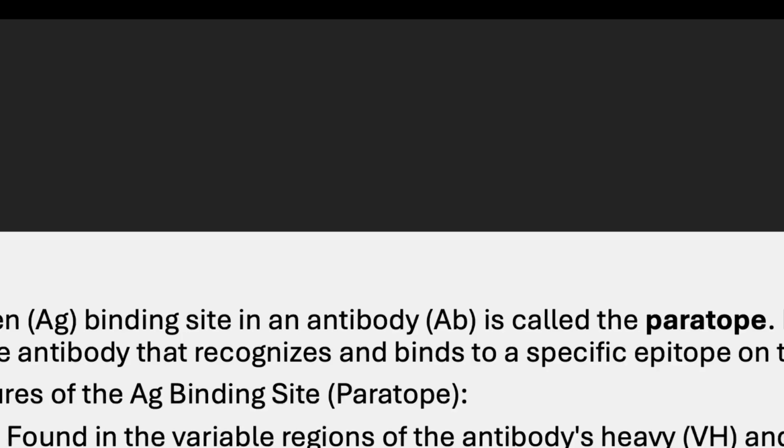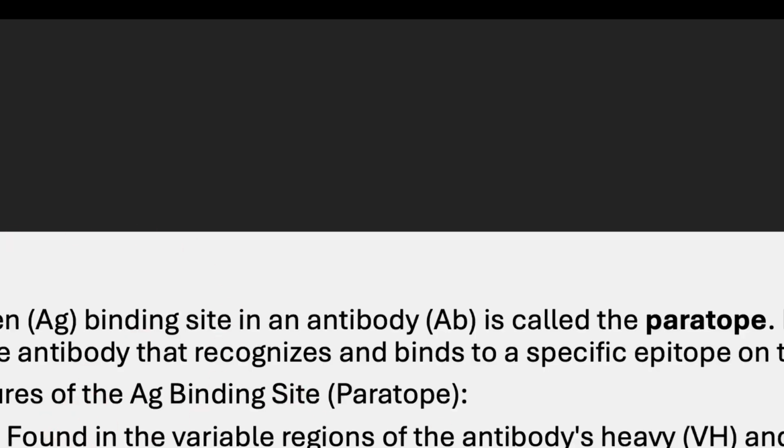So there is an interaction between an antibody and an antigen. A very specific interaction is between a paratope and an epitope. The antigen binding site in an antibody is called a paratope. It is a highly specific region of the antibody that recognizes and binds to a specific epitope on the antigen. This is what we just discussed.